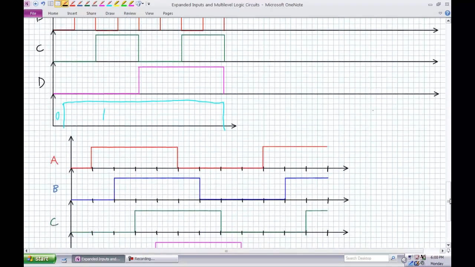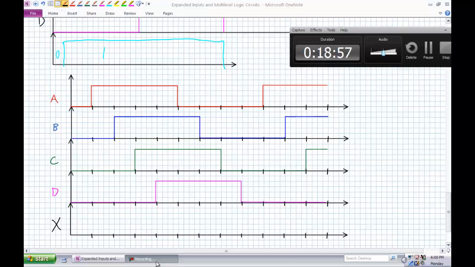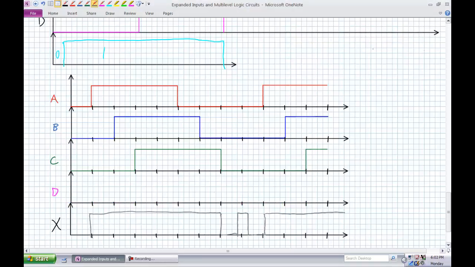Let's do this guy right here. A, B, C, and D. Let's pretend we don't know input D. We've got a known output X. So I'm going to get rid of D and give us a known X and see if we can predict what D looks like. I've erased the previous D input, and put an entirely new X output here.